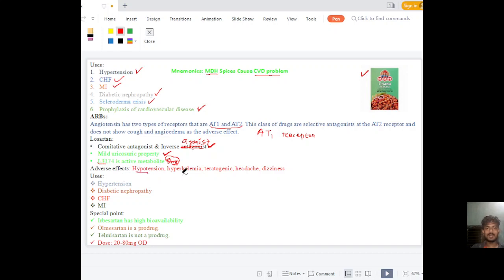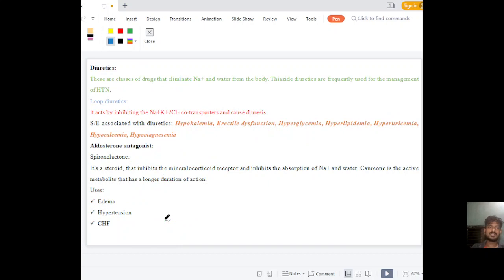Adverse effects are hypotension, hyperkalemia, teratogenicity, headache and dizziness. So it can be used in hypertension, diabetic nephropathy, congestive heart failure, myocardial infarction. If we talk about some special points, irbesartan has the highest oral bioavailability. Olmesartan is a prodrug. Telmisartan is not a prodrug, and its dose is 20 to 80 mg once a day.